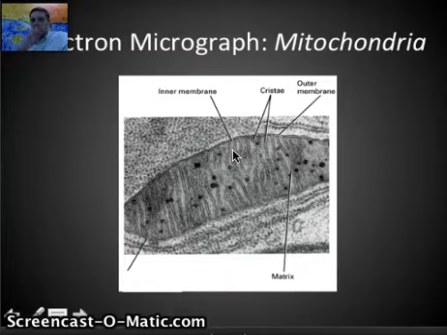The open space, or kind of the cytoplasm of the mitochondria, we call the matrix. And then the intermembrane space is in between the different cristae and the different portions of the mitochondria.